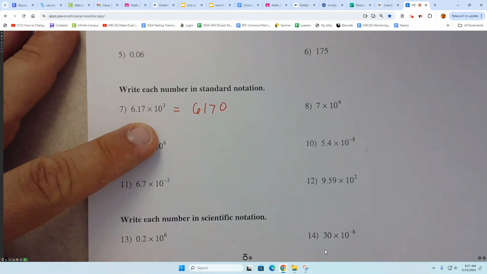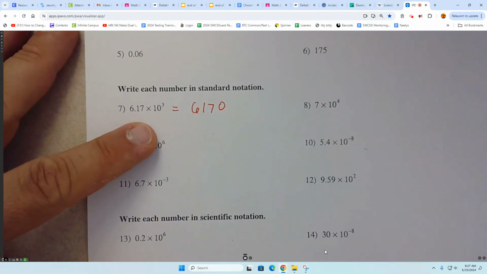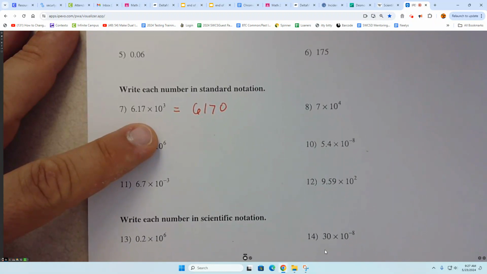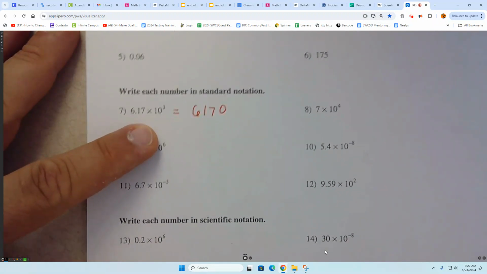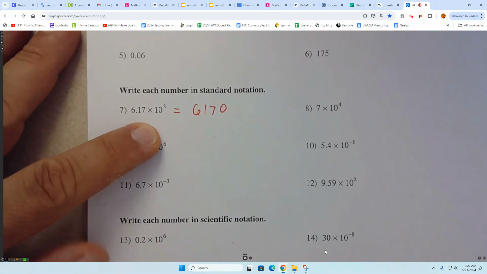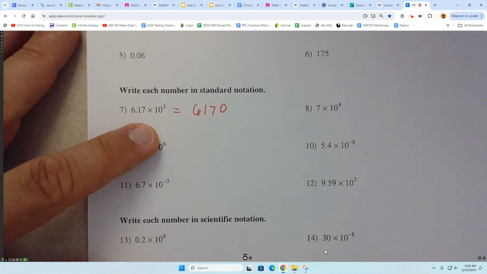Here's where people get confused. They want to say that means it's got 3 zeros. It doesn't mean it's got 3 zeros. It means it moves 3 decimal places. Do you see that I moved it 3 decimal places?